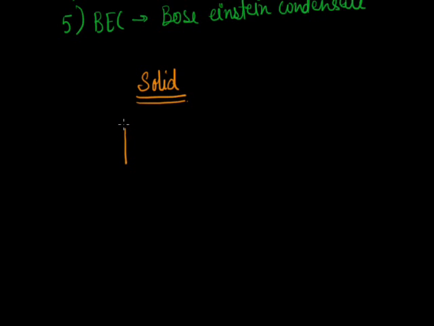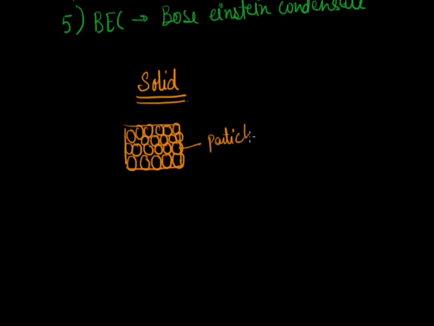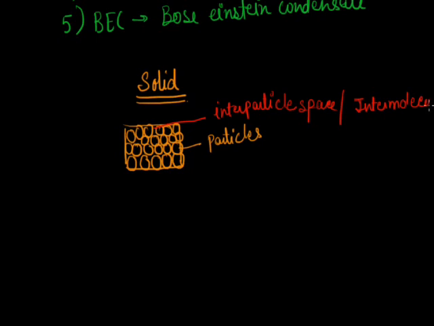We know that matter consists of particles. Suppose this is a matter, it consists of small particles. In the solid, the particles are very close to each other and compactly packed like this. These are the particles and there are some spaces between these particles. This is the interparticle space or intermolecular space.